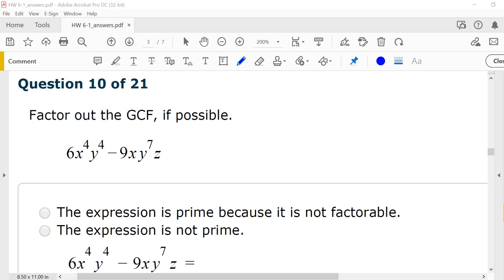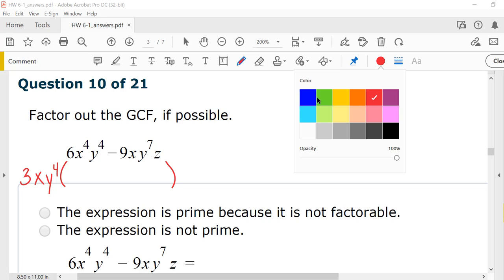Number 10. You should be moving towards being able to look and see what you can pull out. I know that the greatest common divisor between 6 and 9 is 3. If I have x to the 4th and x, I can only pull out 1x. If I have a y to the 4th and y to the 7th, I can pull out a y to the 4th. There's no z here. There's a z there. I can't pull that out.